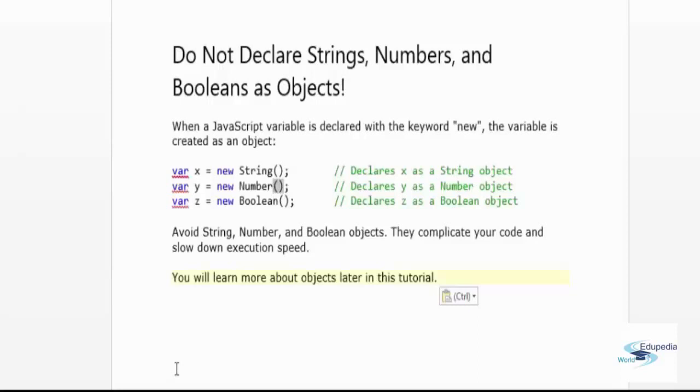So avoid string, number and boolean objects. They complicate your code and slow down your execution speed. Okay, we're going to learn about objects in the future. So just remember the word new. That's the purpose of these notes here. Remember the word new, and we're going to use them later in the tutorials. Just hang in there. Okay, with this I'm going to end my video.